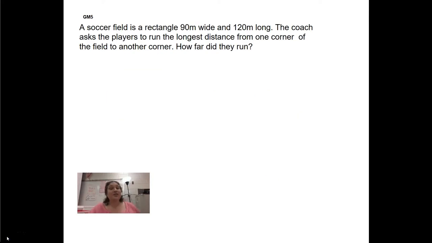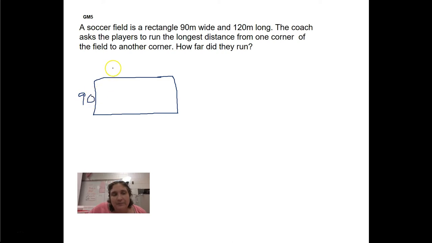Oh, this is a trick question. A soccer field is a rectangle 90 meters by 120 meters long. I have no idea if that's true, but we'll just use it for this problem. Here's our 90. Here's our 120. It says the coach asks the players to run the longest distance from one corner of the field to another corner. How far did they run?